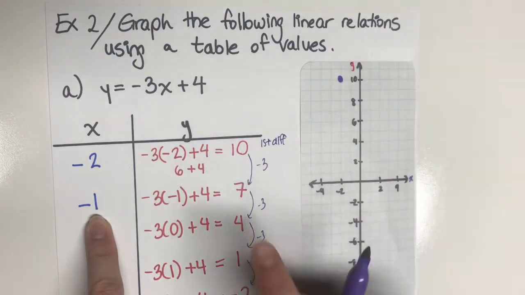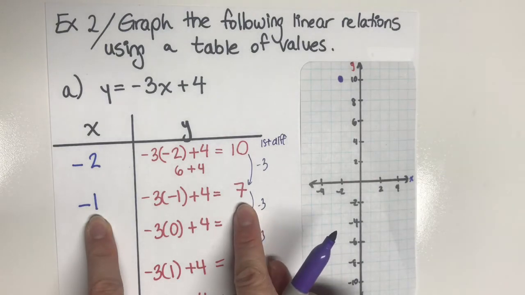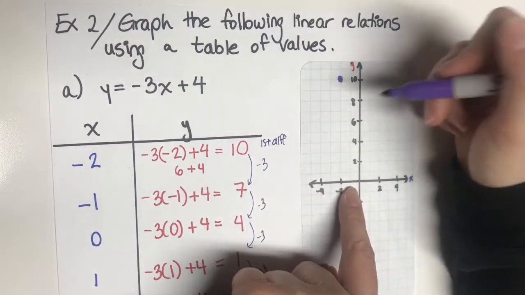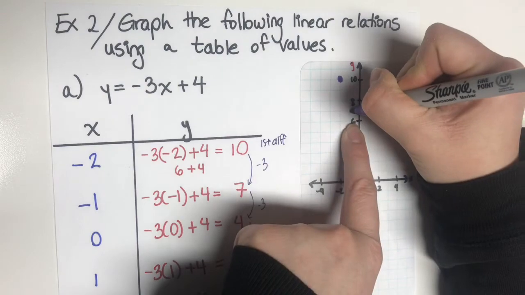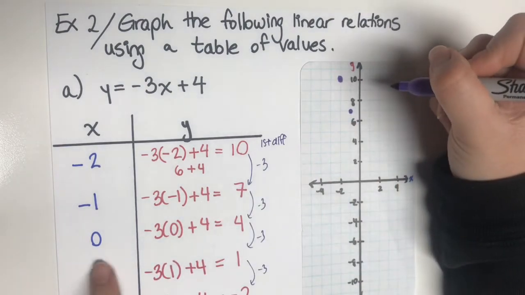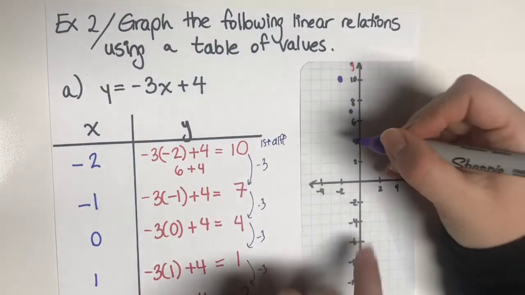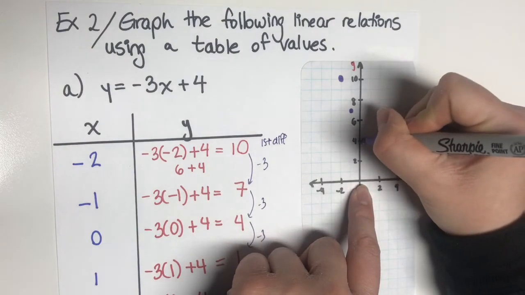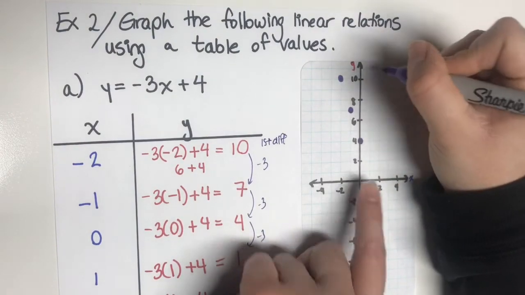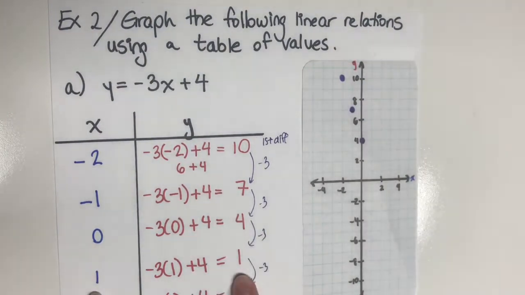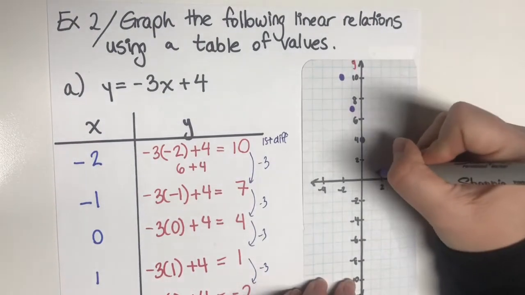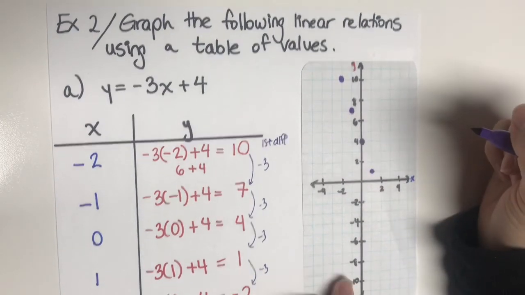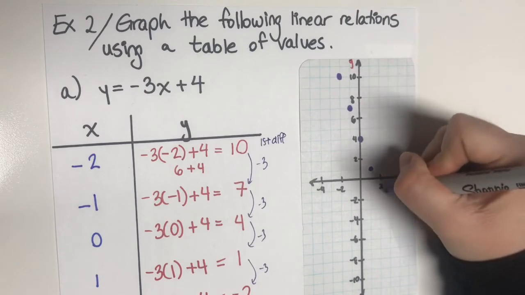Next, my x value is -1, and my y value is 7. So -1 and 7. 0 and 4. So that means at 0, I am at 4. At 1, it's at 1. And 2 is -2.